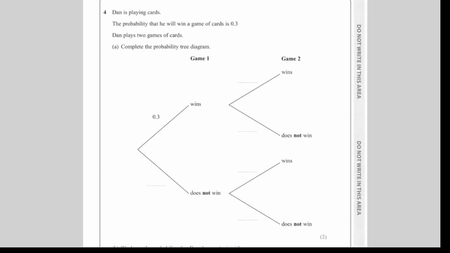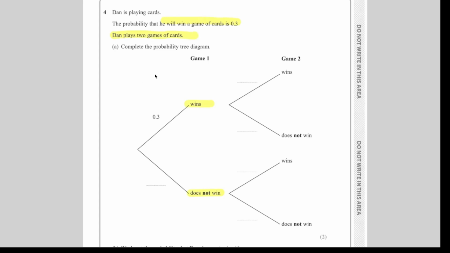That's it. Question 4. Dan is playing cards. The probability that he will win a game of cards is 0.3. Dan plays 2 games of cards. Complete the probability tree diagram. When a tree diagram is given, with sets of branches, here is win, and we need to get the probability for does not win. We know that each set of branches adds up to 1, because win and does not win make 1.